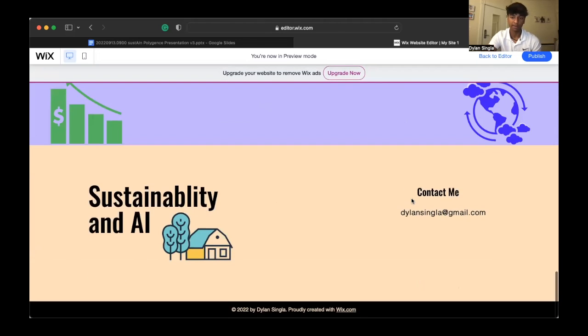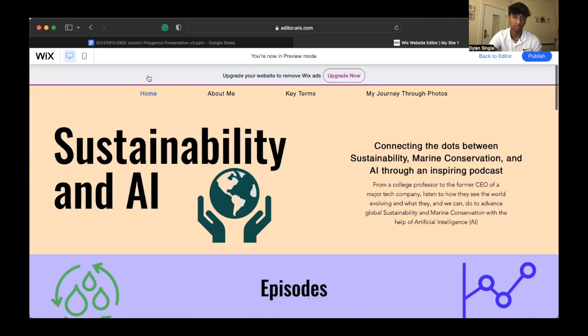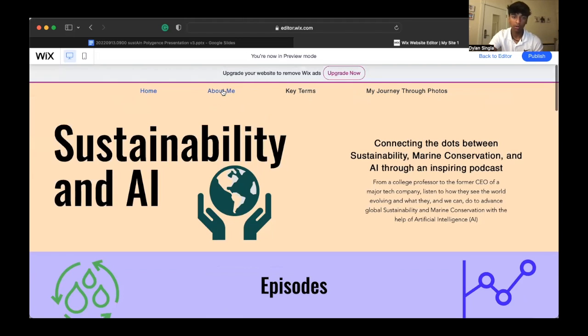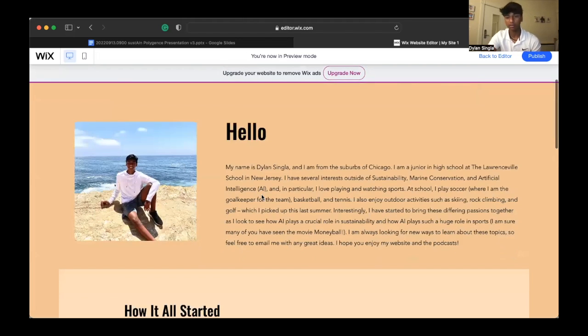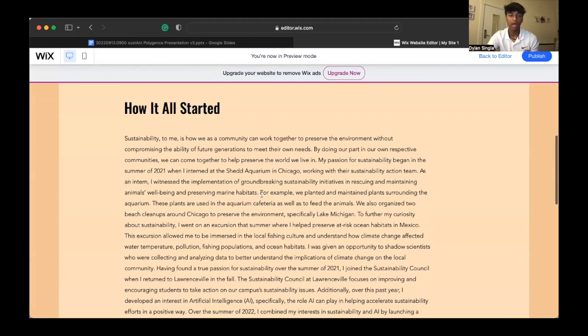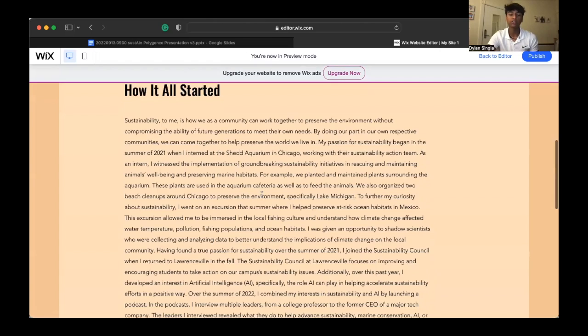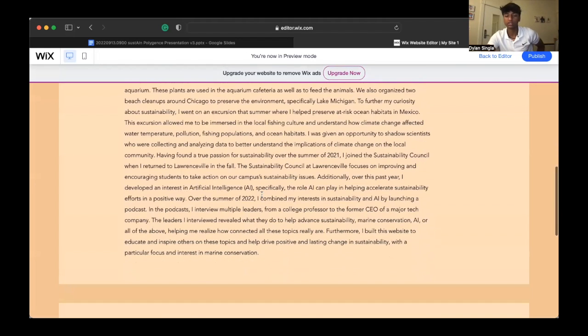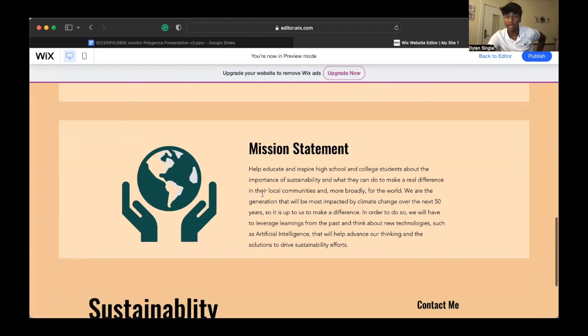I also have my contact page at the bottom of every single page. At the top, we have a drop-down bar. The next tab is About Me. I've explained this a little bit, but it's about me, how I got into sustainability and AI, and how this all started. It also mentions what exactly Polygence is and my mission statement, what I'm actually trying to achieve with this project.